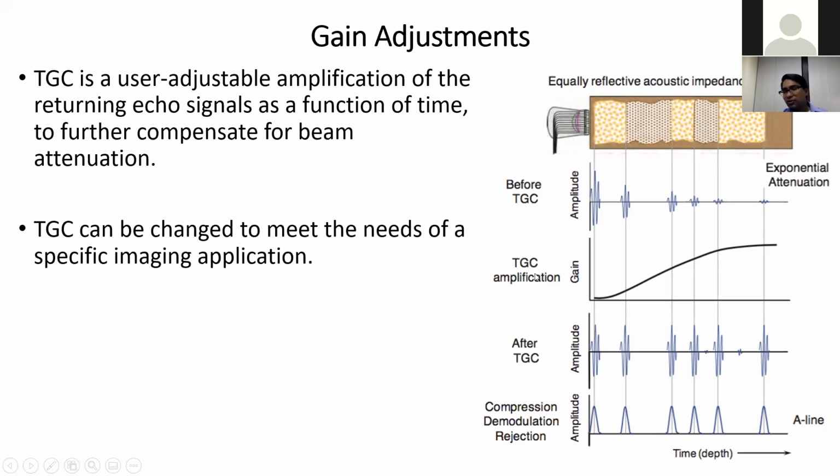So this concept of increasing the gain as a function of depth exponentially is called time gain compensation. And we use the word time because time refers to the depth, because as we go deeper, the more time it takes for the echo to come back to us.